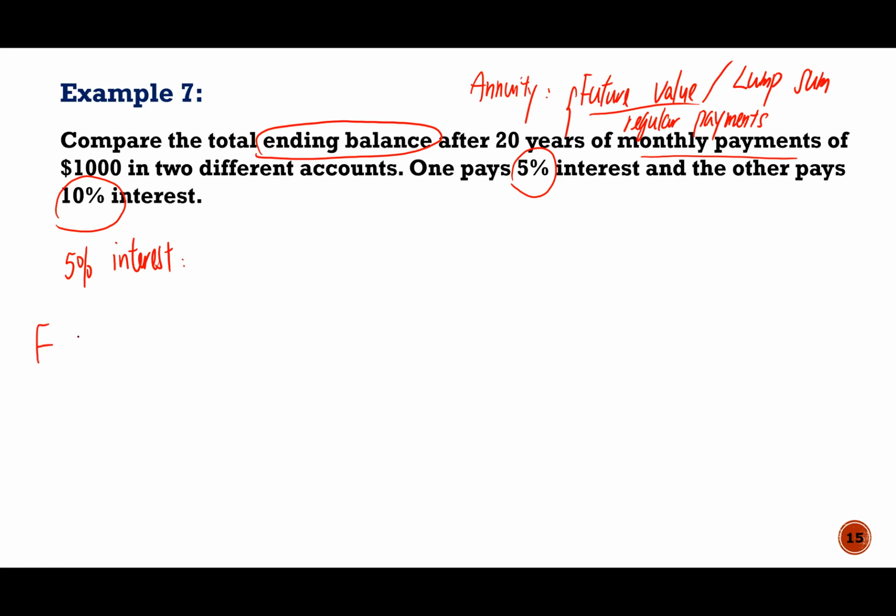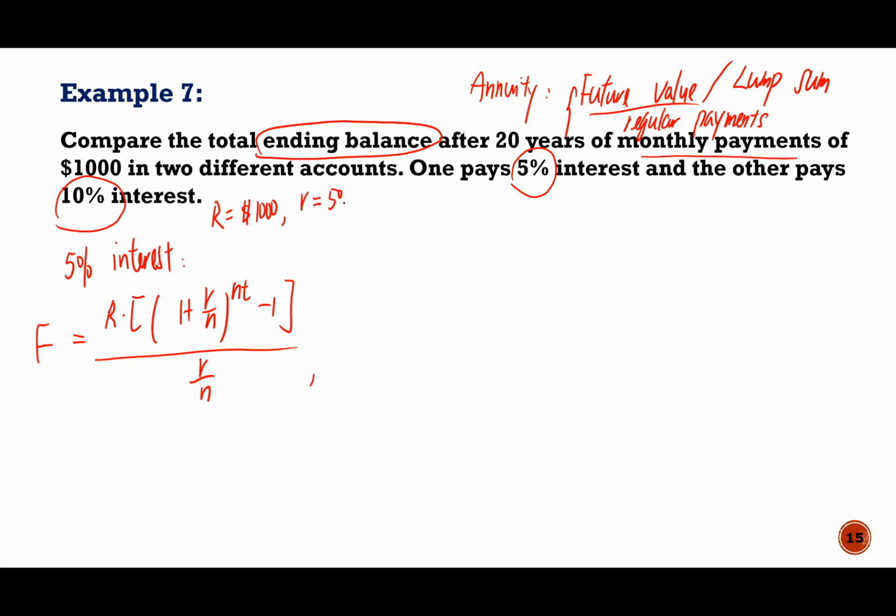Future value equals regular payment times open square bracket 1 plus r over n to the nt power minus 1, close square bracket, over r over n. Let's see what's given. The regular payment is $1,000 for both accounts. The annual interest rate is 5%, which as a decimal is 0.05. n is equal to 12 because it's monthly compounding, and t is 20 years.